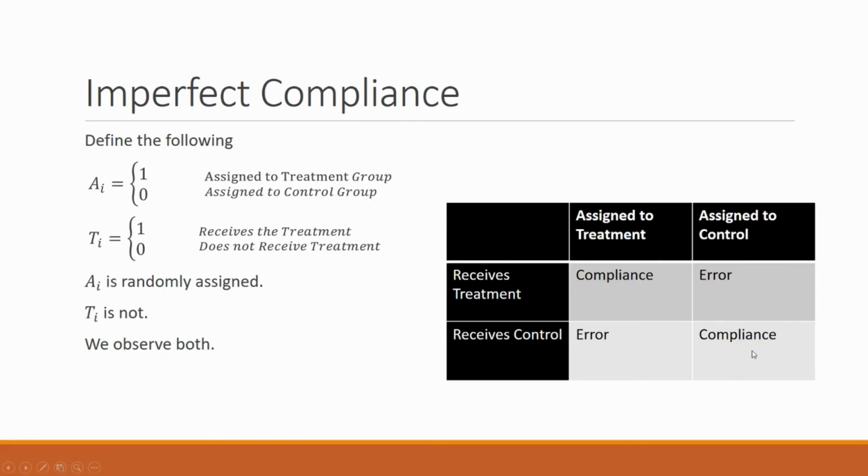They would be in compliance. However, you could have people that are assigned to the control, that means a equals 0, who somehow receive the treatment, that means t equals 1. That would be non-compliance. They're assigned to the control group, but they still get the treatment. So you can have someone assigned to the control but still get the treatment, or someone assigned to the treatment but doesn't get the treatment. That means there's imperfect compliance.